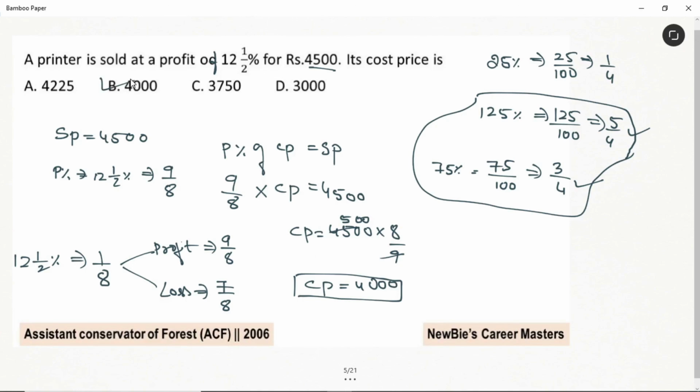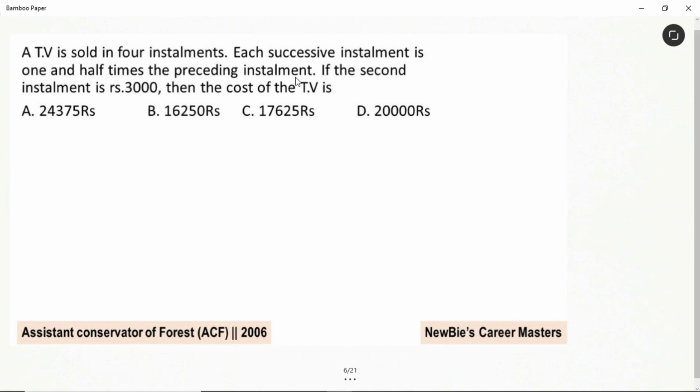I hope this technique is clear. We will continue. Next question is, a TV is sold in 4 installments. Each successive installment is 1.5 times the preceding installment. If the second installment is 3,000, then what is the cost of the TV? Simple question.